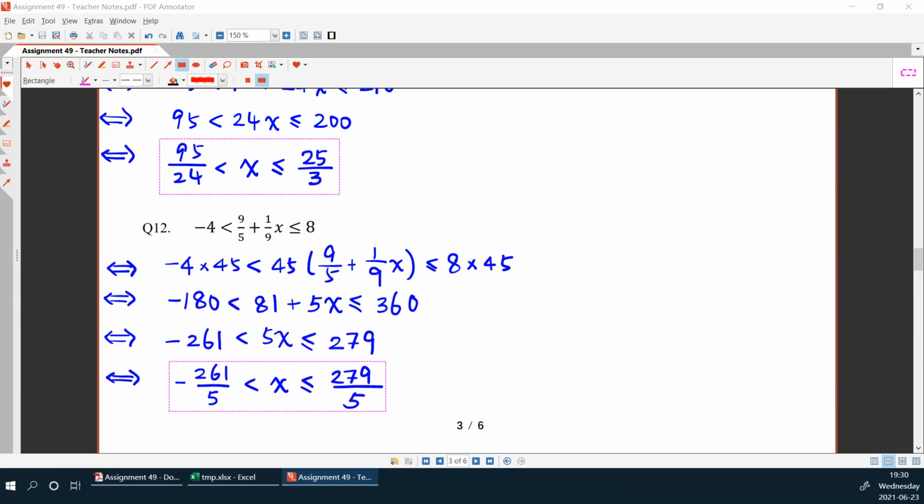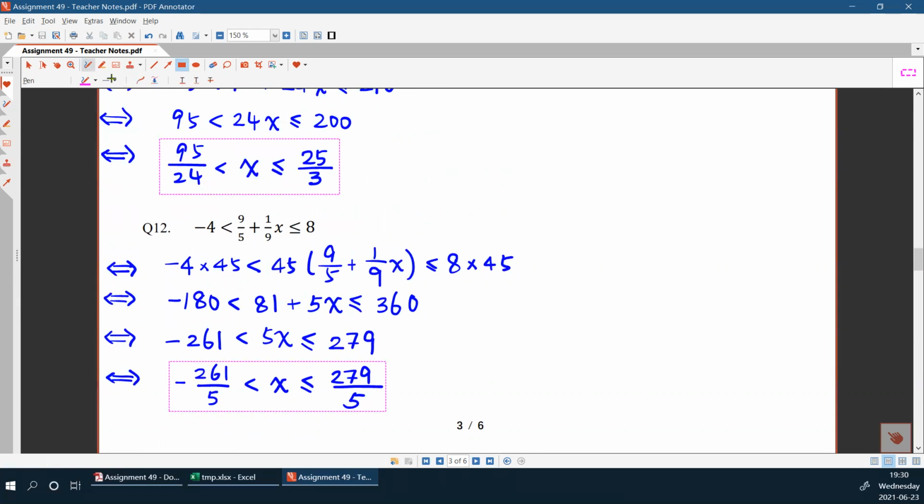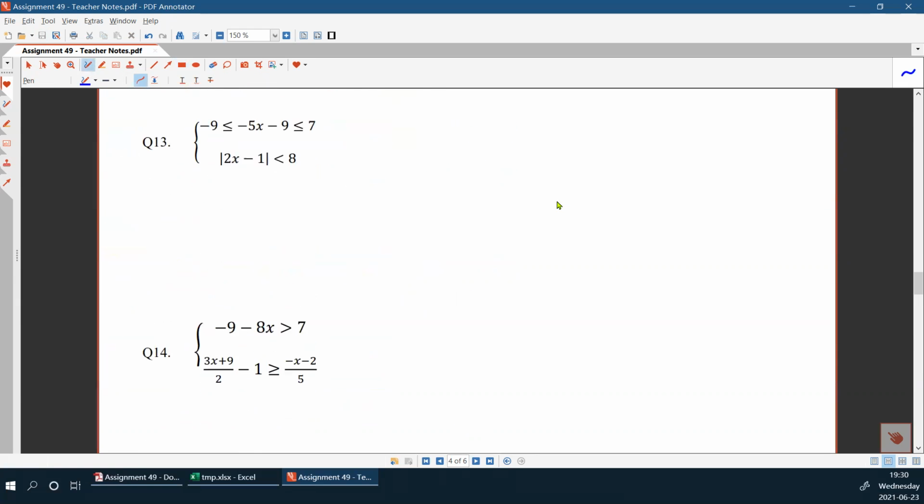Okay, if you don't have any questions, let's proceed. This is the first half of the assignment. The second half is about questions that involve a system consisting of at least two expressions, two inequalities. Question 13. Original system consisting of two inequalities is equivalent.